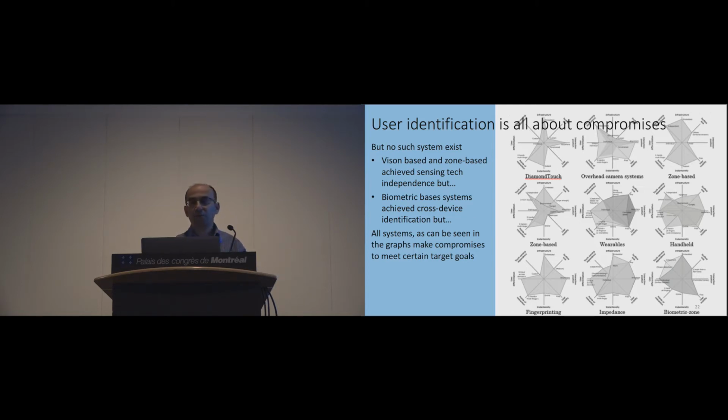Other systems that wanted to achieve identifying users across devices had to rely on users' biometrics, and these can be fingerprints or impedance profiles. In both these cases, you either require custom hardware or require users to wear some capacitive sensing device. Again, there is always a compromise. So in any situation, you need to know what you are willing to compromise on, and using these dimensions, it's easier to find the system that best fits your requirements.